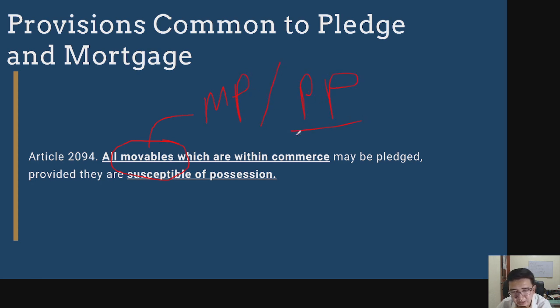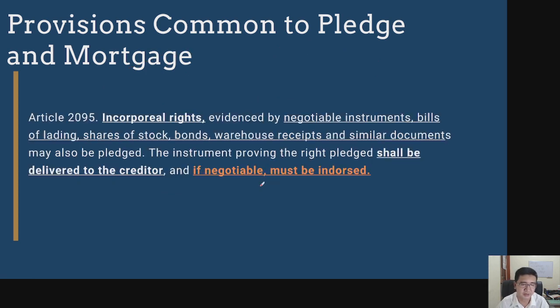Ito, na-discuss na namin. Sabi natin kanina, ang subject is personal property or movable property. Lahat ng pwede mong igalaw. Diba? Pwede mong igalaw. I-appropriate, pwede mong ibenta. Basta yung pwedeng, ito may condition siya, susceptible of possession, of course, pwede mong hawakan, pwede mong uwi. Okay, sasakyan, kotse, motor, no? Pwede, these are all movables. Pwede silang subject ng pledge.